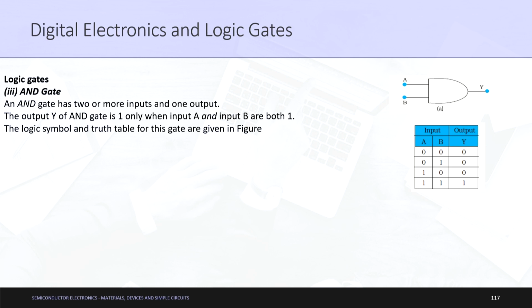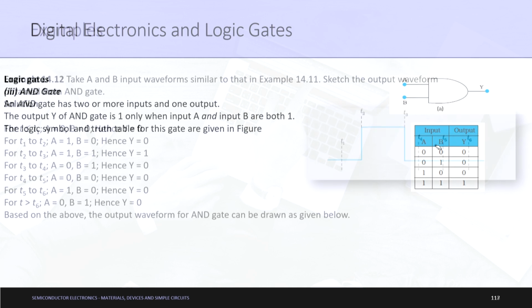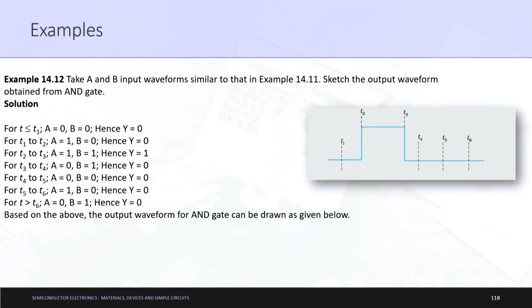The logic symbol and the truth table for this gate are given in the figure. Basically, as you can see, if both inputs are 0, the output is 0. If we get 1 0, it is again 0. Again 1 0, it is again 0. But if both are 1, we get the answer as 1. So, that is how a truth table is formed for the AND gate, fine.